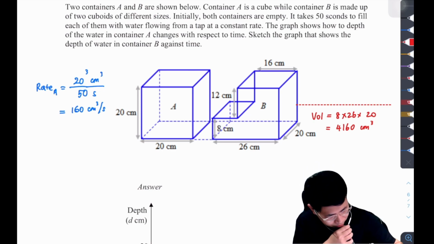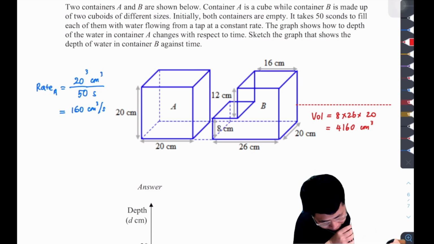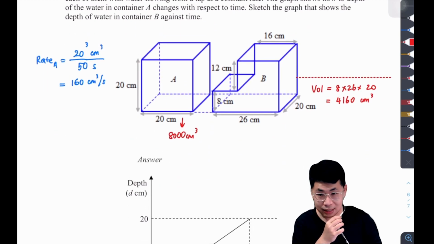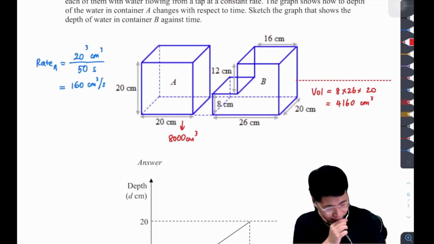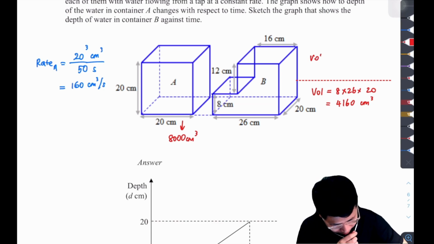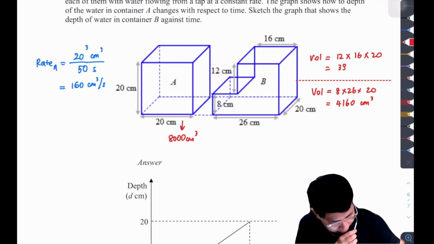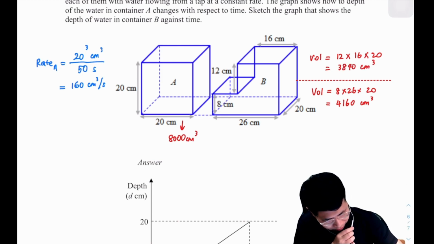Oh, by the way, this one over here is 8000 cm cube, because 20 cubed is 8000. Then the one above, let's calculate the volume above. The volume above is going to be 12 cm times 16 times 20. Just find the dimensions. It's going to give us 3840 cm cube.